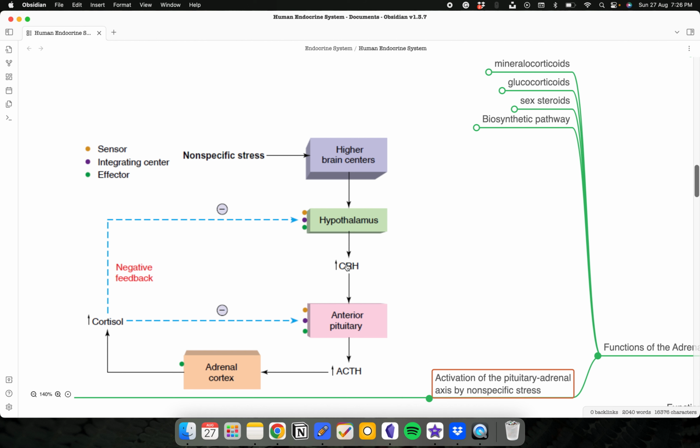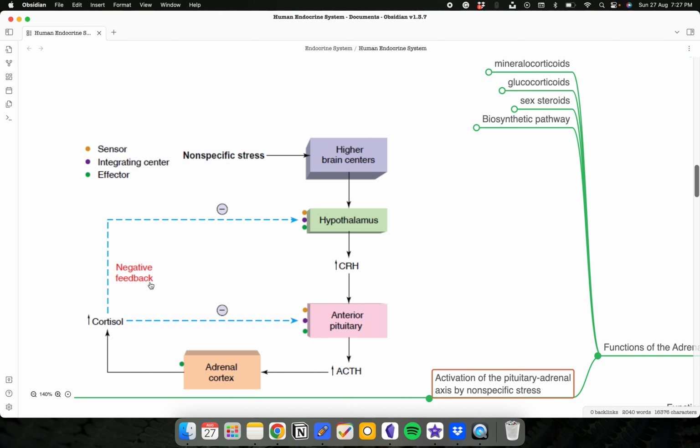From the hypothalamus, corticotropin releasing hormone is produced. This hormone acts on the anterior pituitary, and it induces the secretion of adrenocorticotropic hormone. This adrenocorticotropic hormone will act on the adrenal cortex, so that mineralocorticoids, glucocorticoids, and other sex steroids will all be produced. So here, let's say the production of cortisol has been increased.